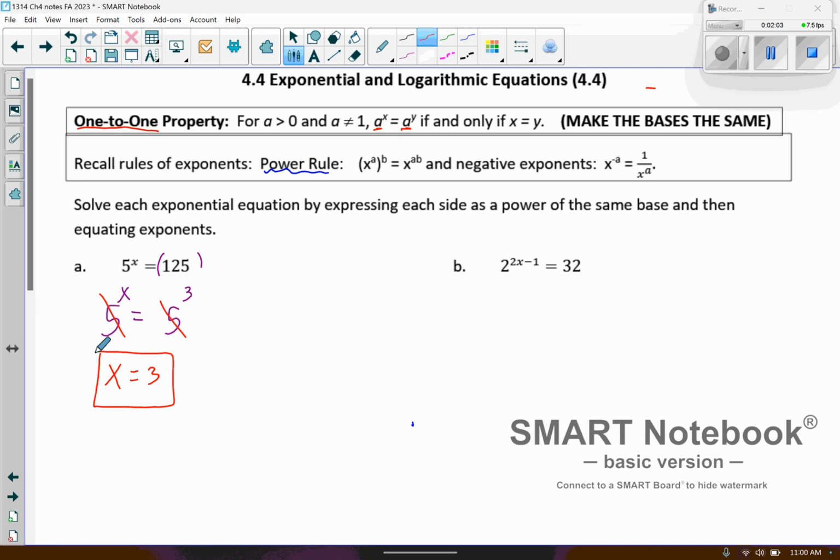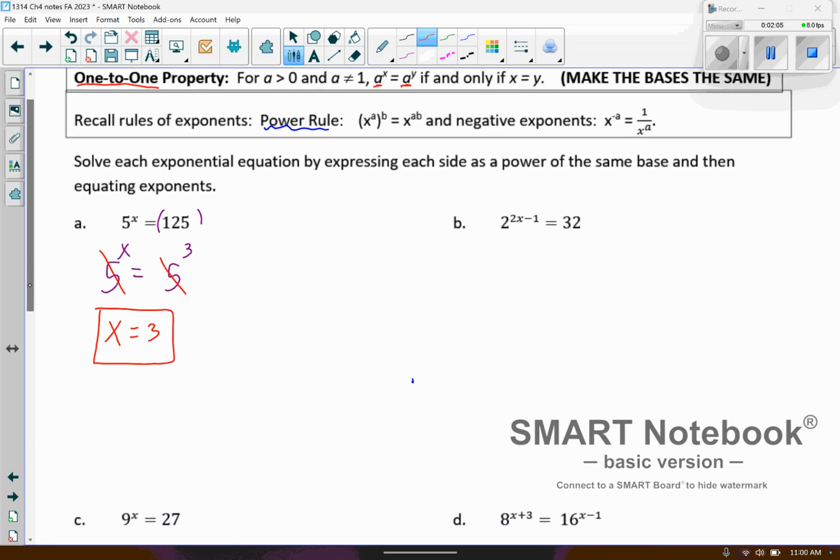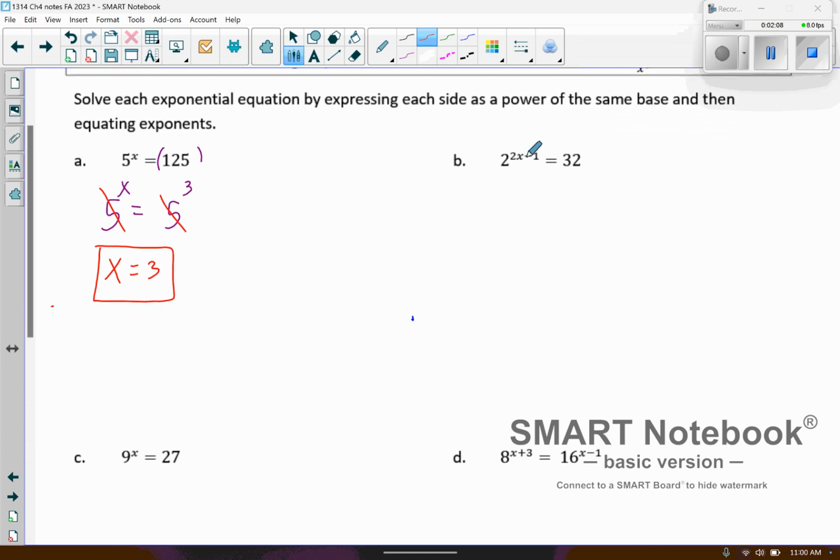Looking at example B, it's very similar to what we just did, but a little more challenging. You could maybe guess what x would be to give you 32, but once again, we want to get those common bases so we can cancel them out. 32 is going to be 2 to some power, but you might be unsure what power of 2 gives 32. So you can just start multiplying 2 together. 2 times 2 is 4, times 2 is 8, times 2 is 16, times 2 is 32.